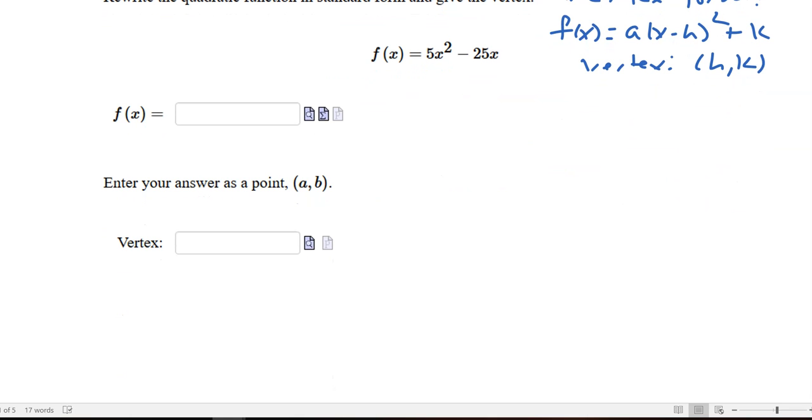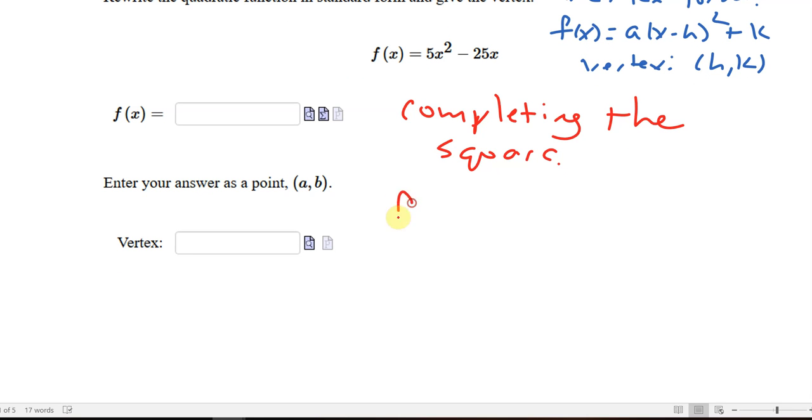Okay, so completing the square. It requires a little bit of memorization, but the first thing that you want to do is factor out whatever the coefficient is. So I'm going to factor the coefficient for x squared. I'm going to factor a 5 out of this thing, and this is going to be 5x. Just the coefficient. Don't do a greatest common factor.